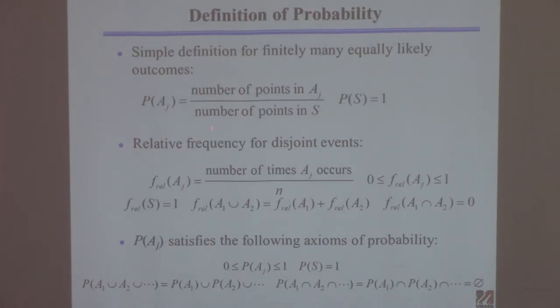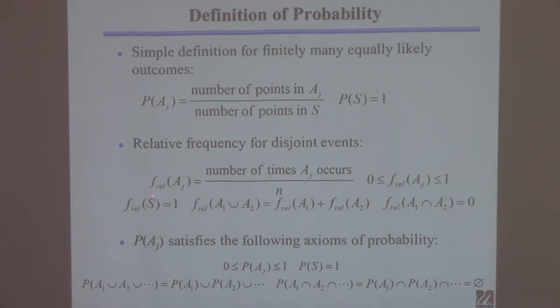Okay, so the probability of you having event A_j is the number of points in A_j relative to the number of points in the entire sample space of all things that might happen, okay? What's the probability that you'll get a point in the sample space? One, by definition, because the sample space is everything that could happen. So the probability something will happen in that space is guaranteed to be one, okay? We're often interested in this type of thing, okay?